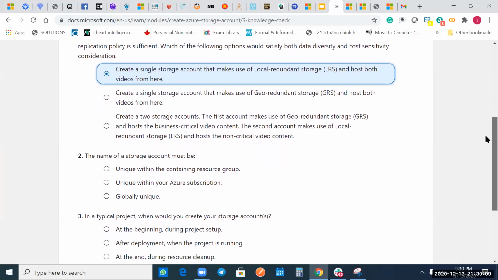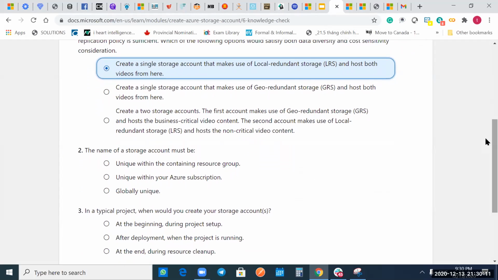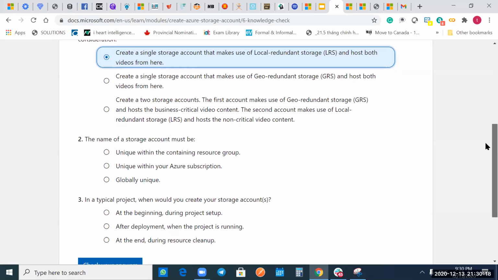Okay, the name of the storage account must be... we will go through this storage account. And this question will apply to AWS also. So the second question, what do you think? Does it need to be unique just in your resource group, or unique throughout your Azure subscription, or unique everywhere, so no one else will have the same storage account name as yours? Which one would it be?